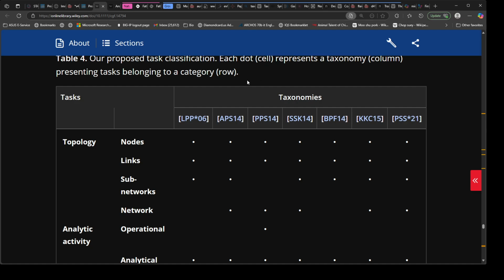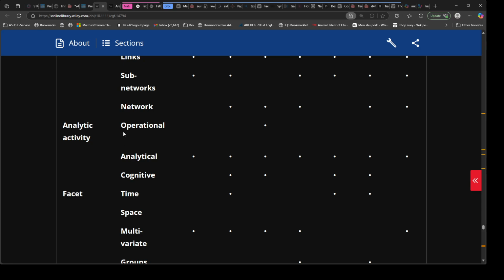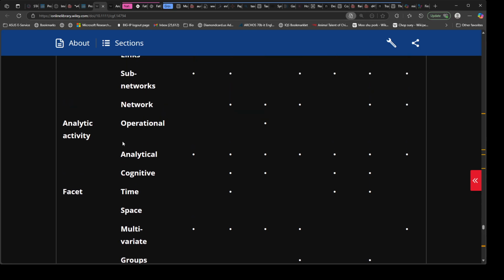Table 4. Our proposed task classification. Each cell represents a taxonomy, column, presenting tasks belonging to a category, row. Task taxonomies: LPP06, APS14, PPS14, SSK14, BPF14, KKC15, PSS21. Topology: nodes, links, subnetworks, network. Activity: analytic, operational, analytical, cognitive. Facet: time, space, multivariate, groups.